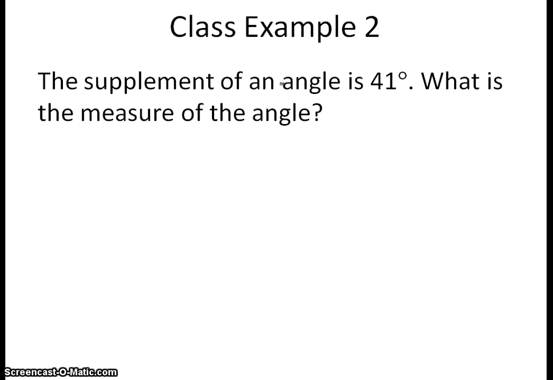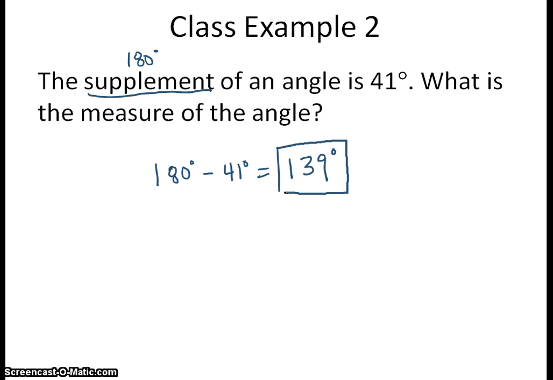This says the supplement of an angle is 41. What is the measure of the angle? In order to answer this question, we have to know what a supplement is. Supplement means that two angles add up to 180 degrees. So we need to know what the other piece is. If we take 180 and subtract 41, we'll get what's left over, which is 139 degrees, the answer to this question.